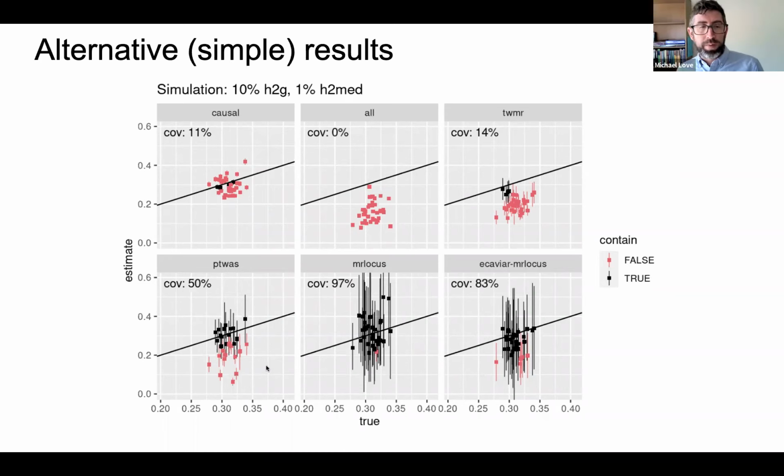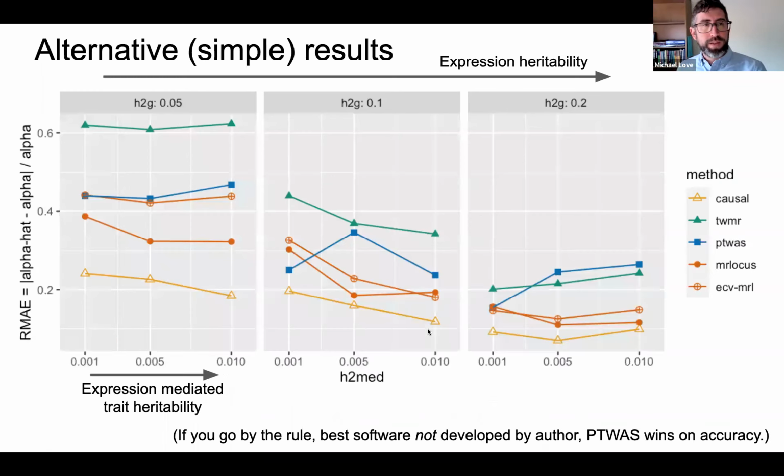And also I should mention that even though the intervals are larger, if you look at the bottom, we have the 0 axis. So they're mostly not overlapping 0. It's not that because we have larger intervals, we would be losing sensitivity. This is a summary across many different variations of the simulation. On the top, higher expression heritability, and then within each panel, low to high expression mediated trait heritability, and on the y-axis is the relative mean absolute error, and so we're doing pretty well. We're not as good as the oracle method in terms of error, but that's expected.